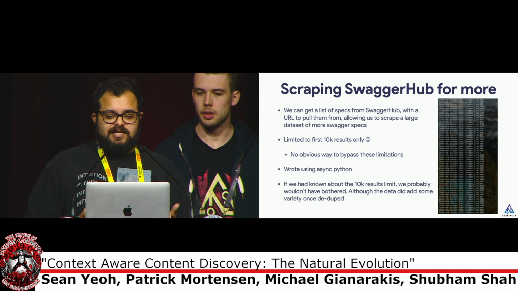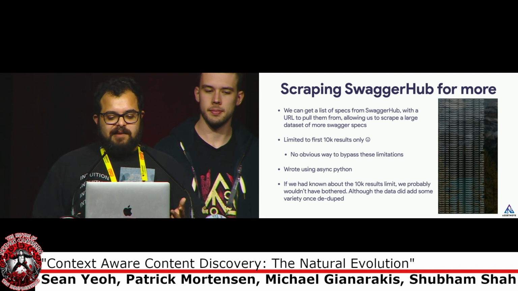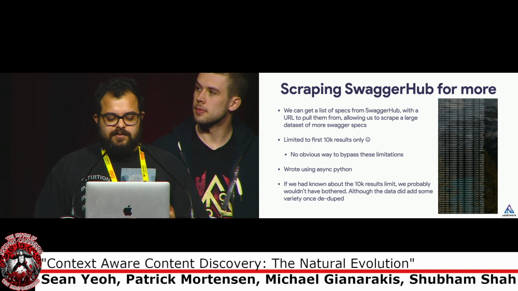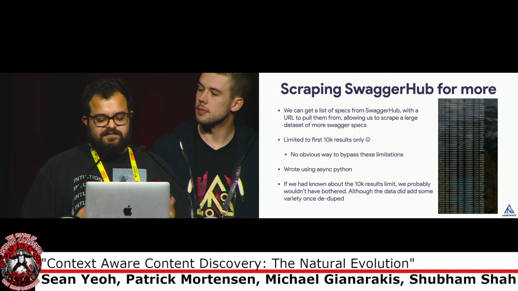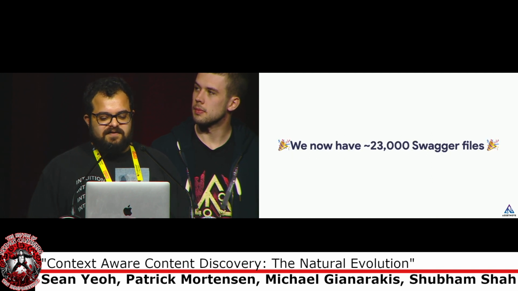But supposedly, they have something like 400,000 Swagger specs in their database. If we could grab that, that would have been amazing, but we were only able to grab the first 10K. We weren't able to bypass these limitations in any obvious way. This was written in async Python. We downloaded around 10K Swagger files through this method. We ended up with roughly 23,000 Swagger files by the end of this.